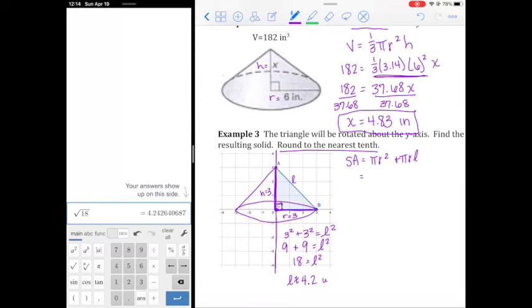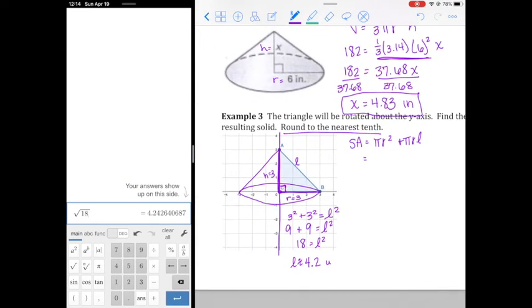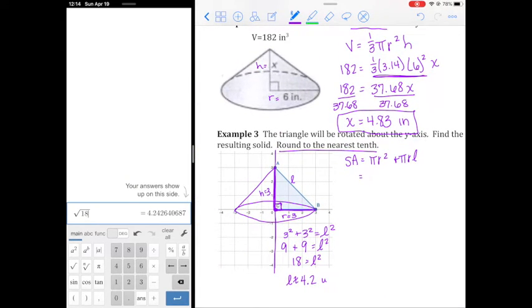Then I'm going to plug it into my surface area formula. It doesn't tell me what to use for pi. If it doesn't tell you, assume that you're going to use the pi button. The radius here was 3 and the slant height was 4.2. So pi times 3 squared plus pi times 3 times 4.2. It says round to the nearest tenth, so that's going to make this about 67.9. Surface area is squared, so that's going to be square units.